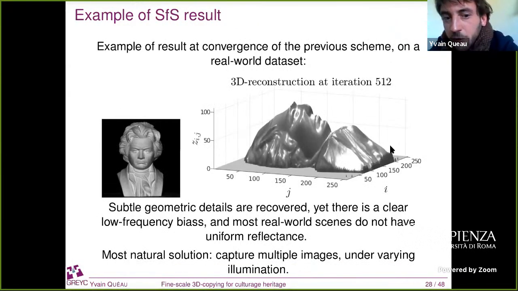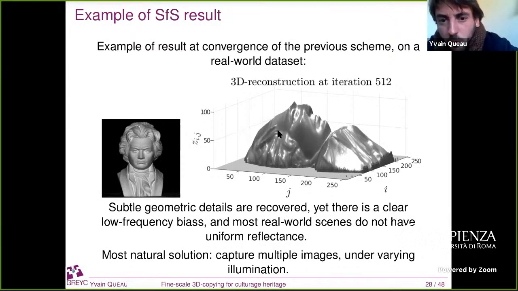And here is an example of a result we obtained with that on a real world data set. Here is a picture of a plaster bust of Beethoven, which is lit frontally. And this is the result of the scheme that was on the previous slide. What we see is that we get the very thin surface details, which is exactly what we wanted in the context of the Bayeux Tapestry. Now there is a bit of a problem, because we can see there is a low frequency bias. The surface appears a bit like a ball somehow.